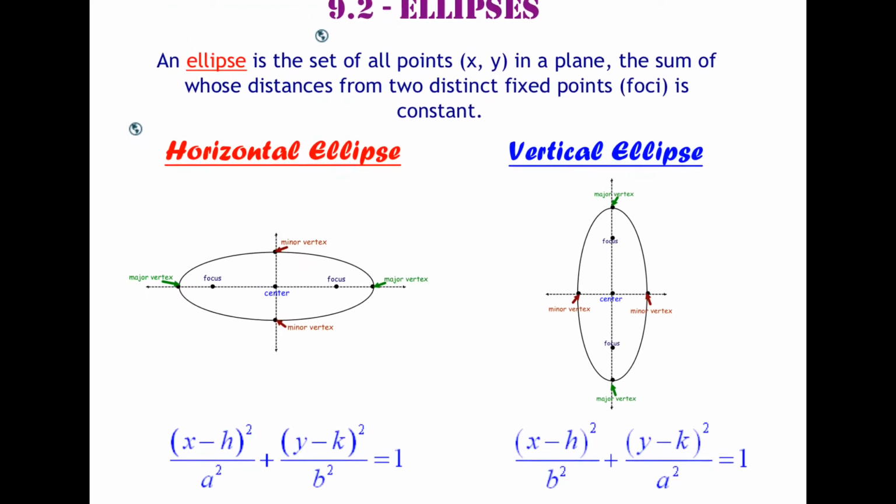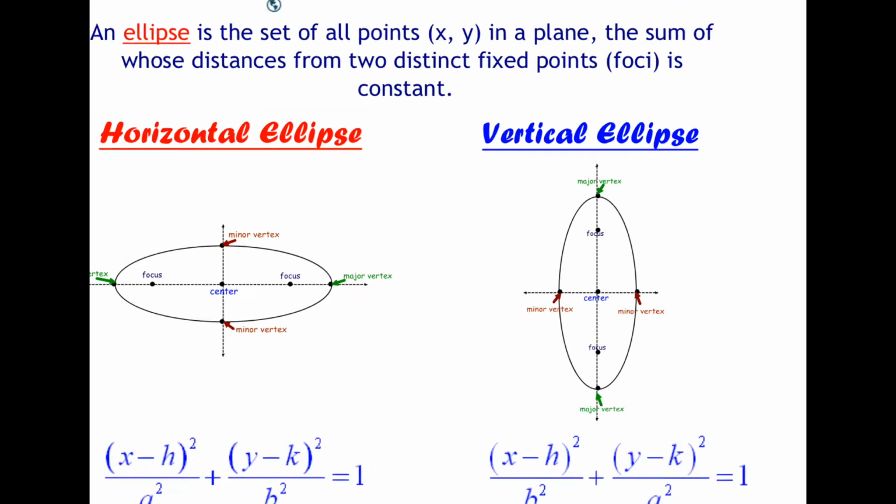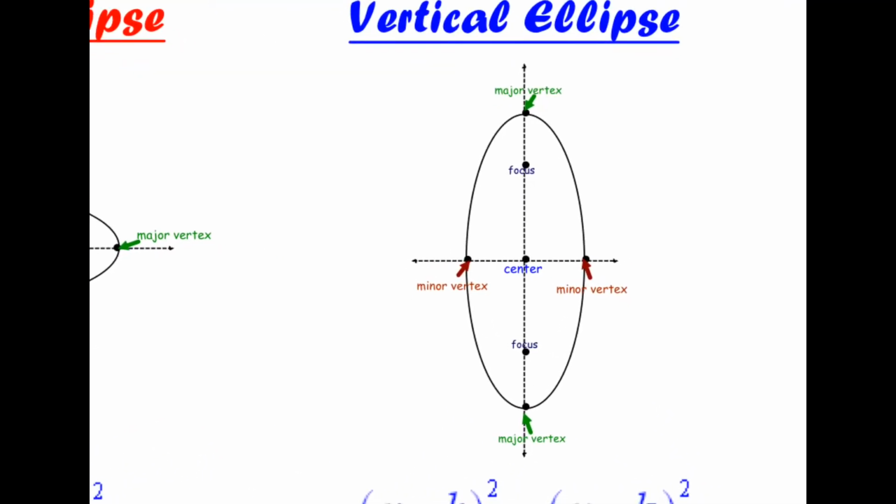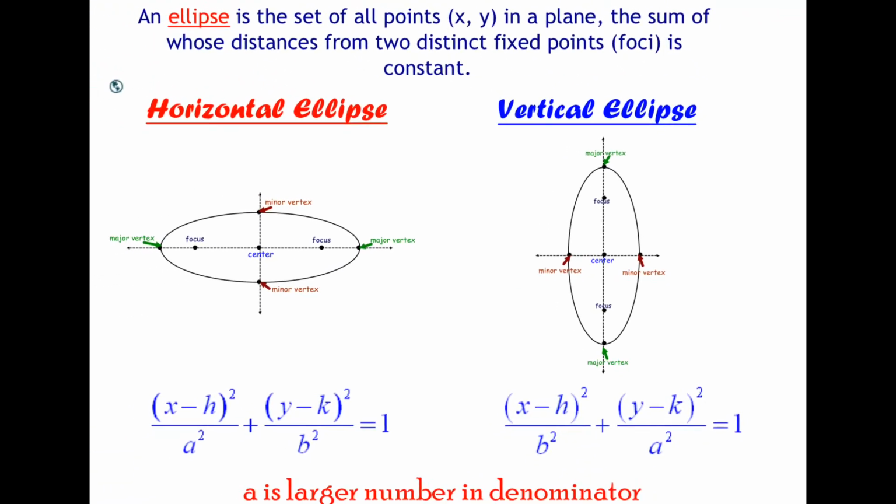For a vertical, it's the same thing, it just goes the other way. So once again, you can see the center, but now your major is up and down, that's the vertical part, and then your minor goes perpendicular to that.